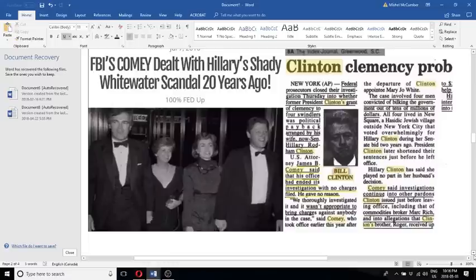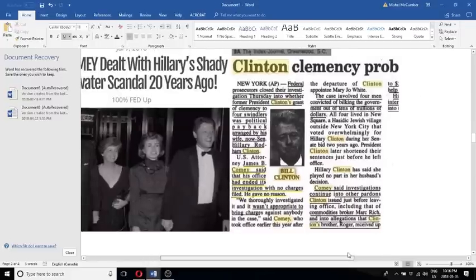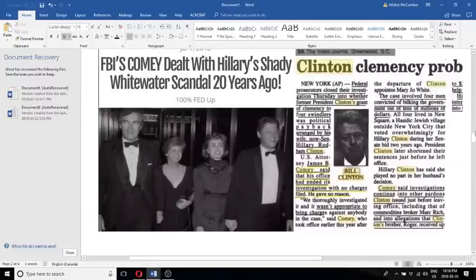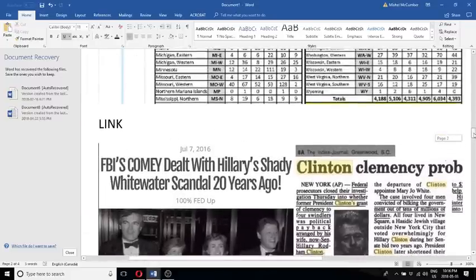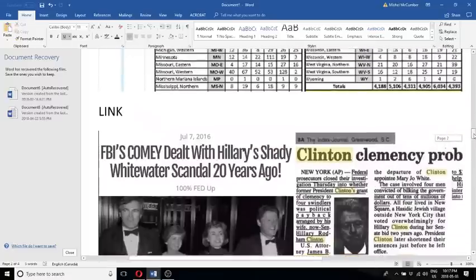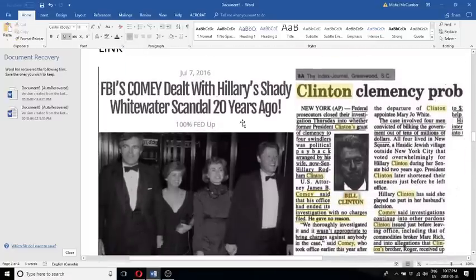Comey said investigations continue into other pardons Clinton issued just before leaving office, including that of commodities broker Mark Rich, and into allegations that Clinton's brother Roger received up. Well, it cuts off then. So I can't read the rest. I grabbed this from somebody's Facebook. But it's just interesting. He dealt with Hillary's shady Whitewater scandal 20 years ago.